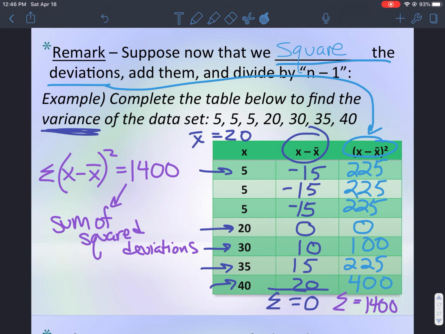What does that have to do with how varied the sample is? Well, it does not make sense to use the sum of the deviations from the mean because it will always be 0. So there's no way we can compare data sets because the deviations from the mean will add up to 0 no matter what. That's why we square them. So we actually have a number to look at.